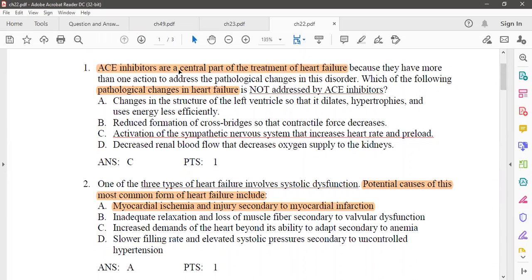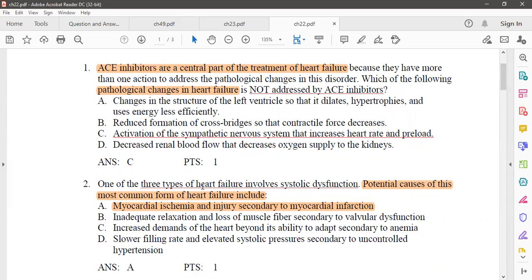ACE inhibitors are a central part of the treatment of heart failure because they have more than one action to address the pathological changes in this disorder. Which of the following pathological changes in heart failure is not addressed by ACE inhibitors? Activation of the sympathetic nervous system that increases the heart rate and preload. It is not addressed by ACE inhibitors.